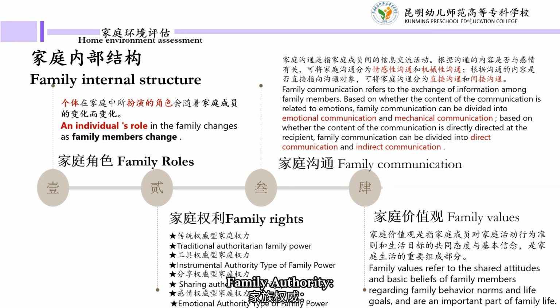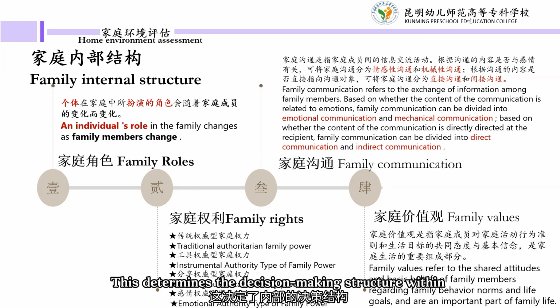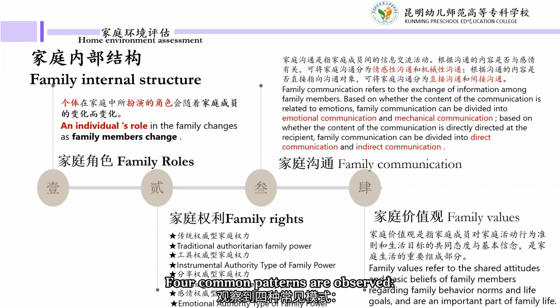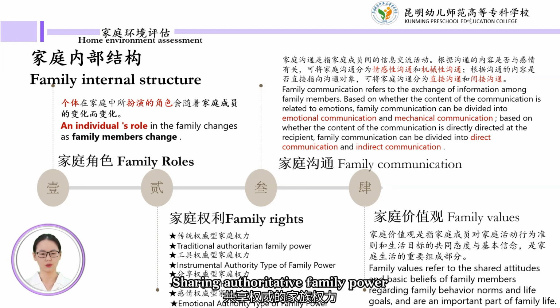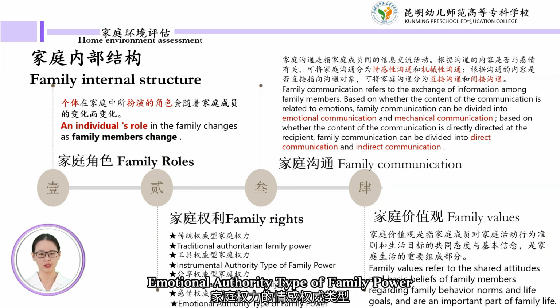2. Family authority. This determines the decision-making structure within the household. 4 common patterns are observed. Traditional authoritarian family power. Instrumental authority type of family power. Sharing authoritative family power. Emotional authority type of family power.